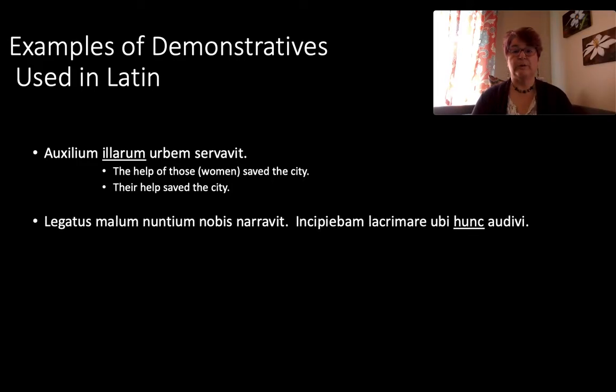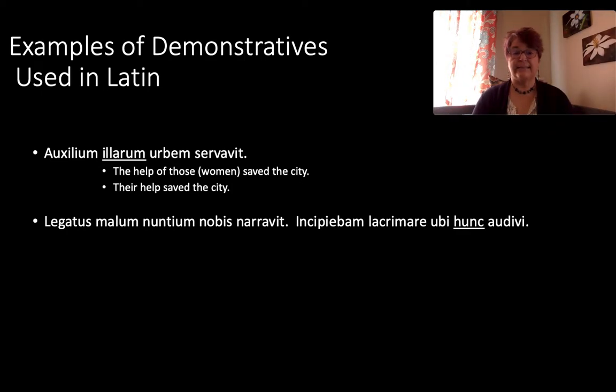Legatus malum nuntium nobis narravit. The envoy or messenger told us malum nuntium, bad news. Incipiebam lacrimare, I began to cry, ubi, when, hunc audivi, when I heard this, or even I could say, when I heard it. Hunc, you'll notice, is masculine, accusative, and singular. The reason it's accusative is because I need a direct object after I heard, and therefore hunc, which serves as the direct object, must be in the accusative case.